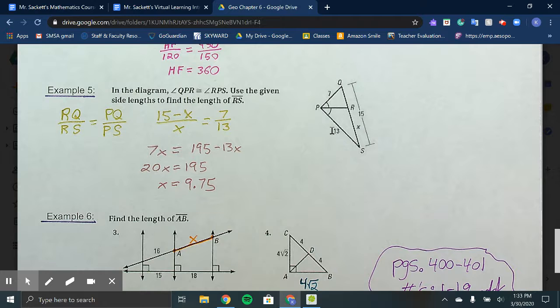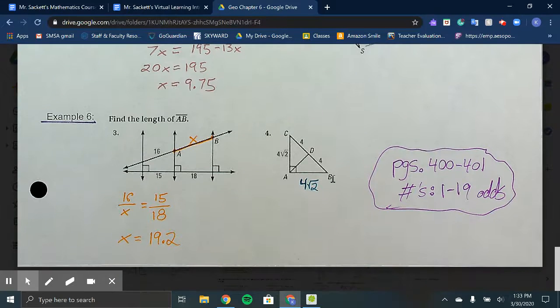Now we have to go into a little bit of algebra. So once our proportion's set up for the cross multiply divide, 7 times x is just 7x. For the 15 minus x times 13, you have to make sure you use a distributive property. So 13 times 15 is 195 minus 13x. Then we'd add the 13x to each side. 20x equals 195. Divide each side by 20, and x equals 9.75.